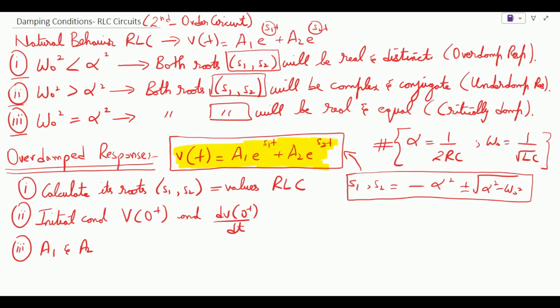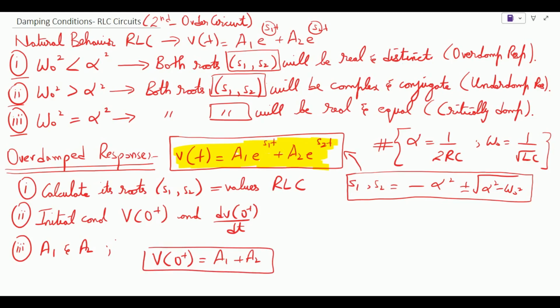The unknowns can be figured out by these steps. So A1 and A2 will be figured out by the combination of two equations, where we are going to say that the initial voltage V0 is going to be A1 plus A2. How did we reach this equation?